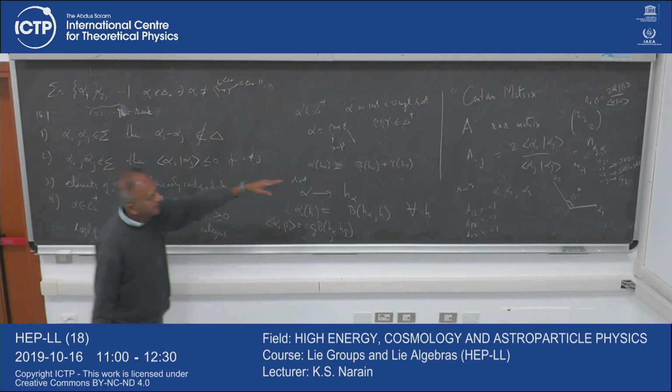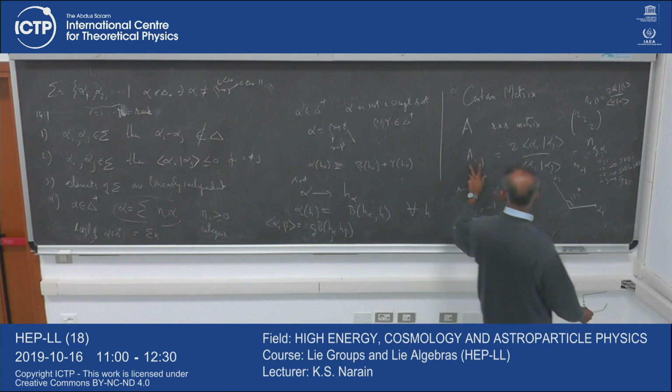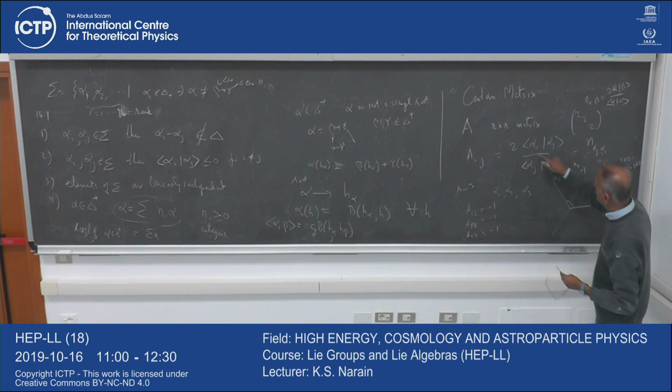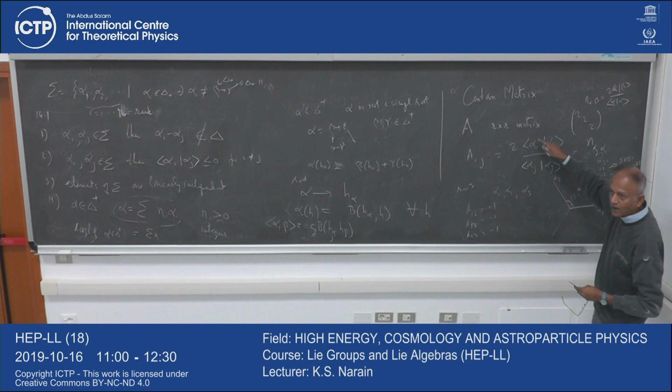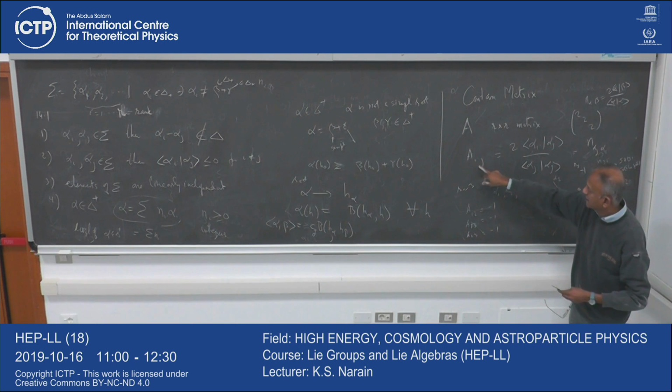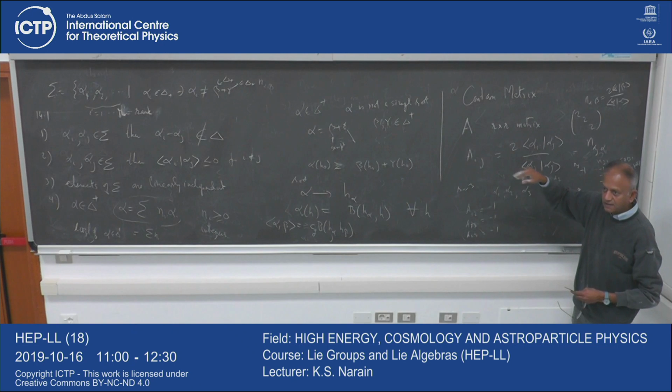Now this is a Cartan matrix, which is defined like this. So you see each of i and j runs from 1 to R. That's why this gives you an R by R matrix.